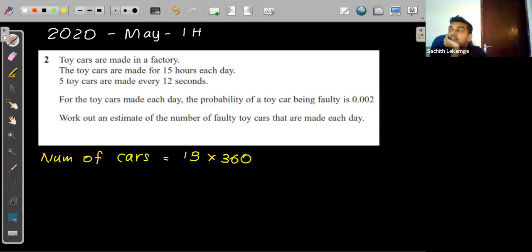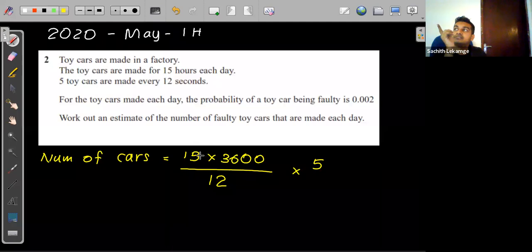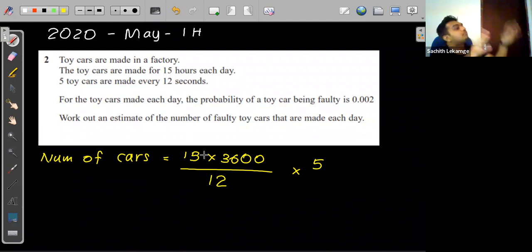3600 for 1 hour. This needs to be divided by 12. Because to find the number of toy cars, I'm dividing it by 12. Then multiplying it by 5. Is it clear? First what I did, I converted 15 hours into seconds. Then divided by 12 to find how many sets of 5. Then multiply that by 5 to find the number of cars. Right?